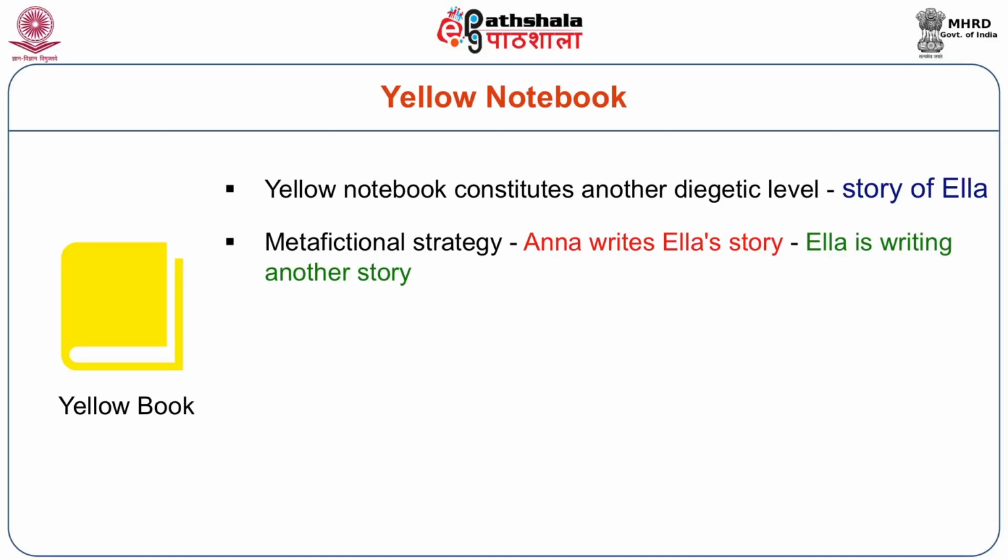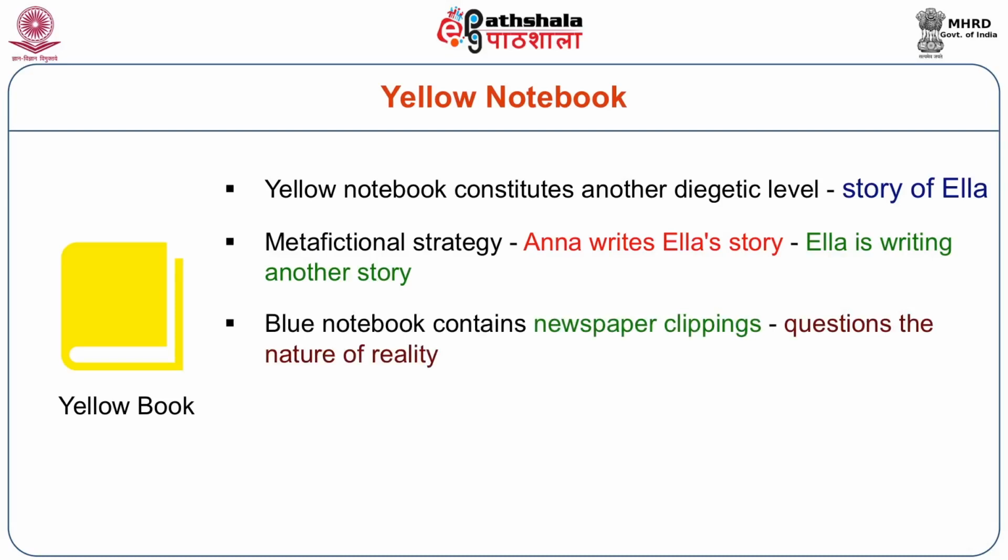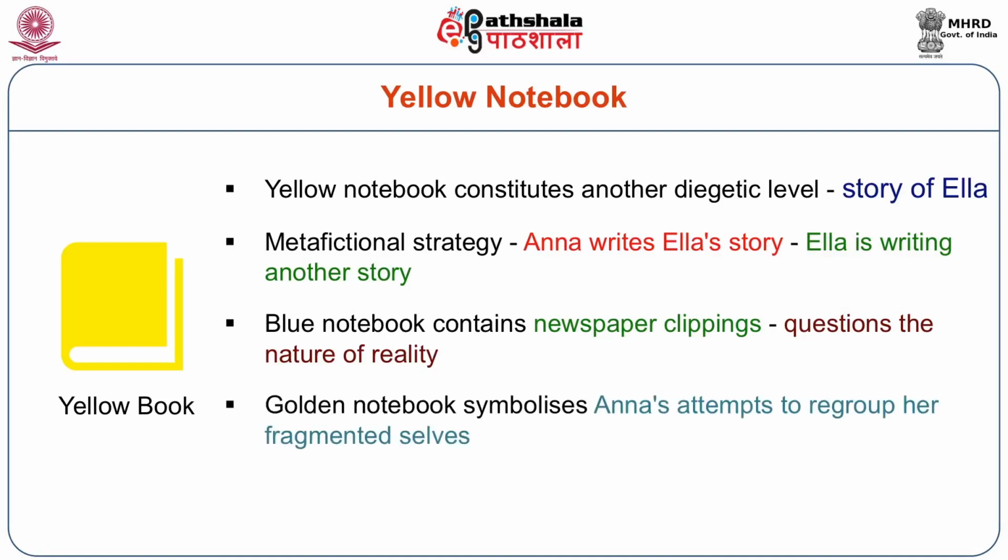So what is the story that you read? You will be reading Anna, who is writing Ella's story, and you are also reading Ella, who is writing another story. So this is what you are reading in the yellow notebook. Now the blue notebook has newspaper clippings, and when we read these newspaper clippings, we question the nature of reality itself. The golden notebook symbolizes Anna's attempts to regroup her fragmented self. In other words, the golden notebook represents the creative principle.